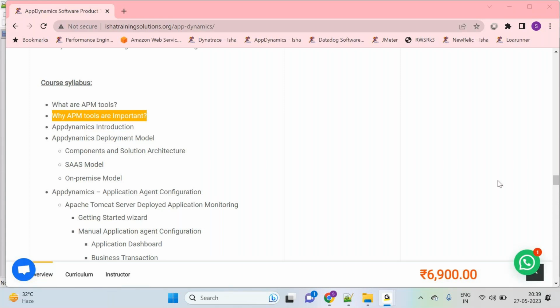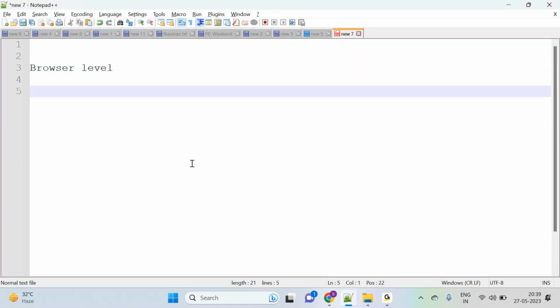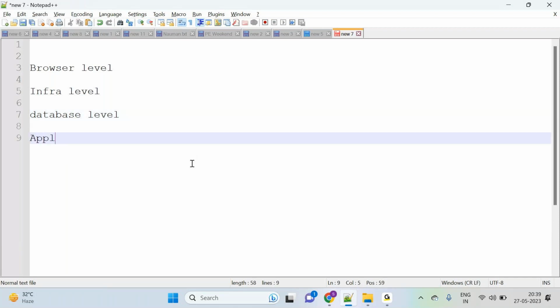So that is the reason we are going to learn the importance of this tool. You may want to do client side monitoring, browser level monitoring, infra level monitoring, database level monitoring, or application level monitoring. So look here, I'm talking about different layer level data. That is very important. You have to use this tool in such a way that you get layer by layer data: browser level data, app level data, DB level data, infra level data, like that.